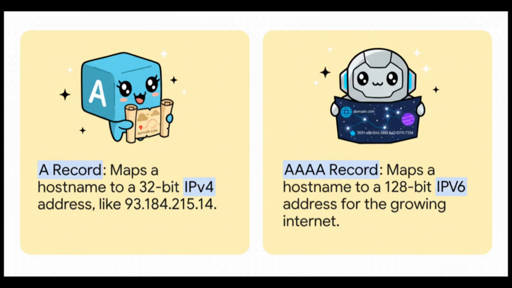But you'll also see these AAAA records, with 4 A's. They do the exact same thing, but for the newer, much, much longer IPv6 addresses. You can think of it as the internet making more room for all the billions of devices connecting to it.